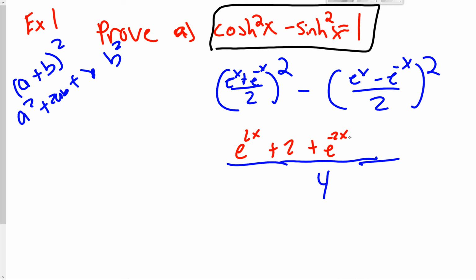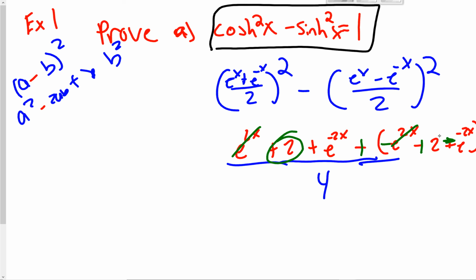And then this would just be e to the negative 2x, because it's negative x plus a negative x is negative 2x. And then subtract, doing the same thing here, except for here you get a minus, which would just leave the middle to be minus. So that'd be e to the 2x minus 2, and then plus e to the negative 2x. Okay, and then I can go ahead and distribute that negative. So minus, plus, minus.